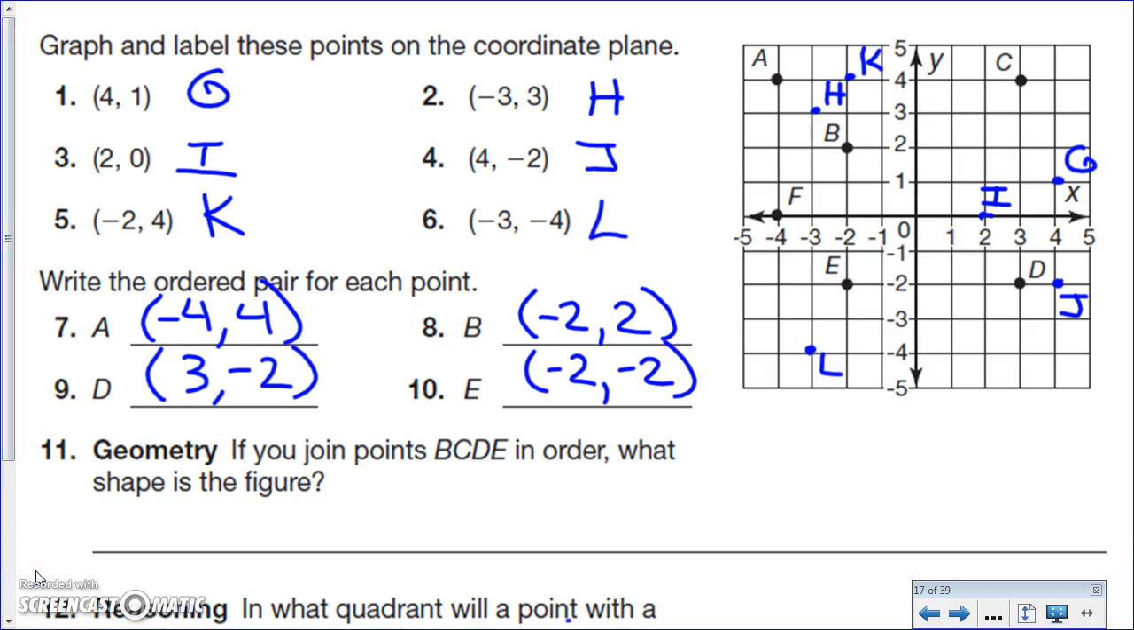For 11, geometry: if you join points B, C, D, and E in order, what shape is the figure? So we're going to grab our pencil and draw lines. Use a ruler so you get nice straight lines. And we know we've drawn a quadrilateral here. And because it only has one pair of parallel sides, we know it's a trapezoid.